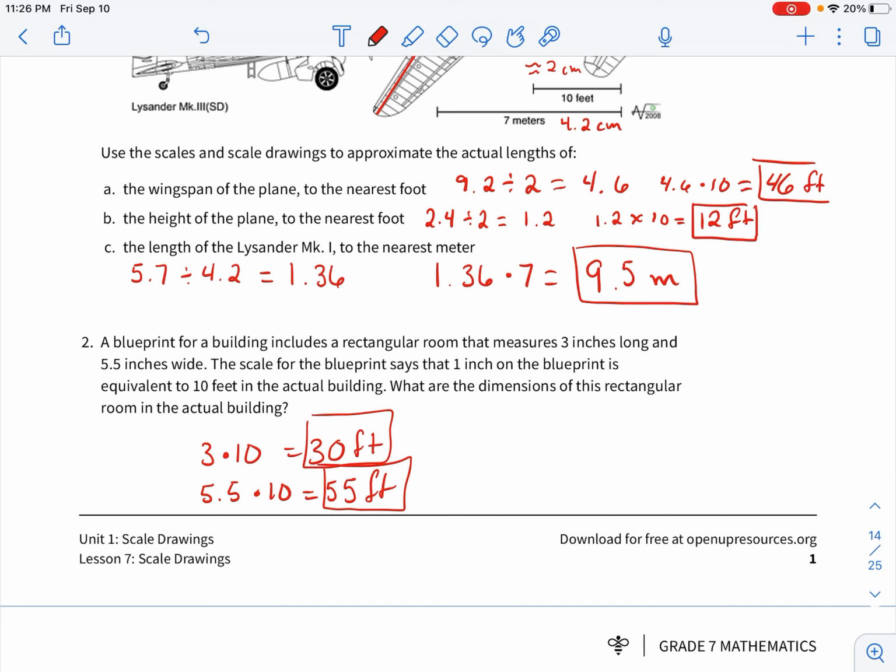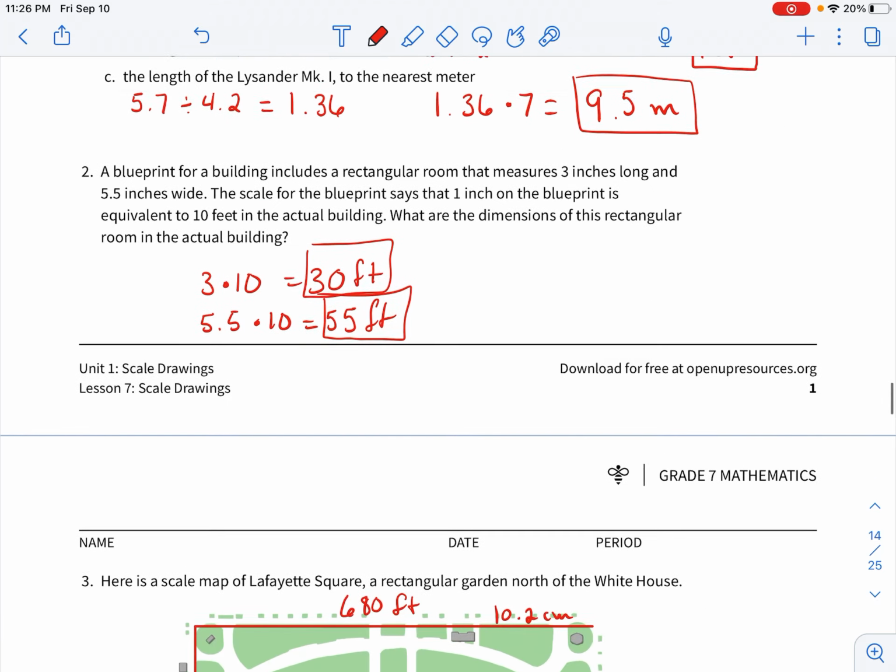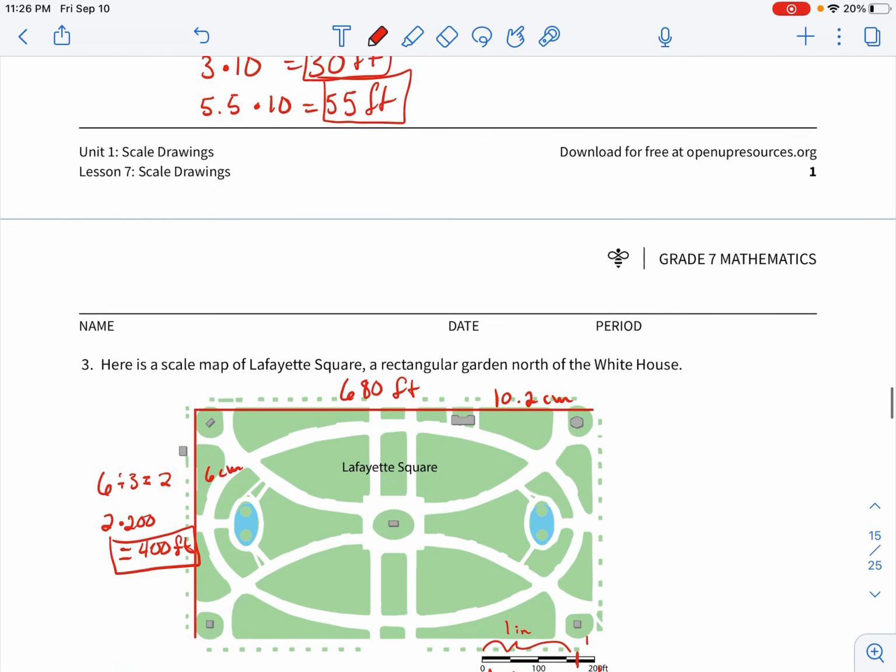Okay, so all we have to do here is multiply our drawing dimensions by our scale factor, which is 10 feet. So for every inch is 10 feet. So if we have 3 inches, there's 10 feet for each of those. So 3 times 10 is 30 feet. Likewise with the 5.5, we do the same thing. We're going to multiply it by 10, and we get 55 feet.